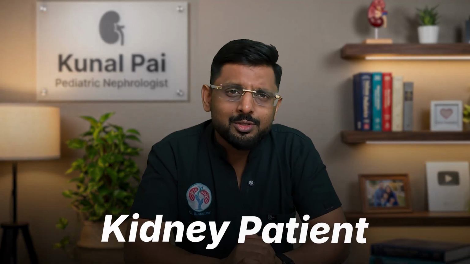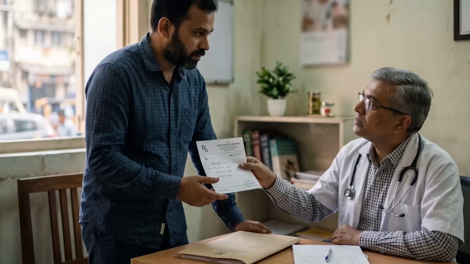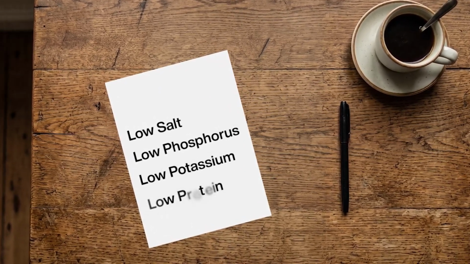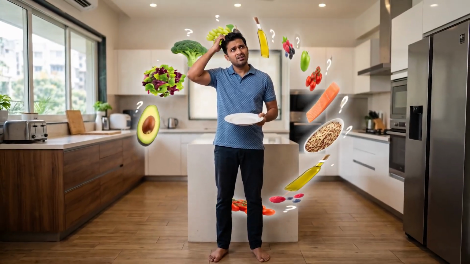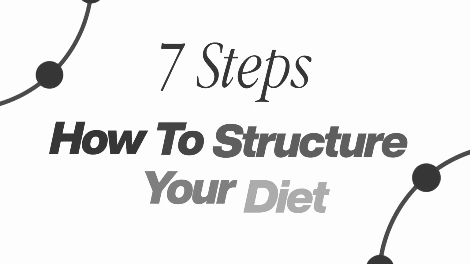You've just been diagnosed as a kidney patient and you ask your doc, hey doc, what can I eat? And he gives you a list. It says low salt, low phosphorus, low potassium, low protein. And at the end of it, you still don't know how to structure your plate. This video is just for you, where I give you in 7 easy steps how to structure your diet.